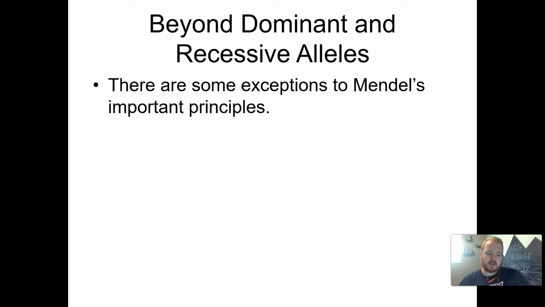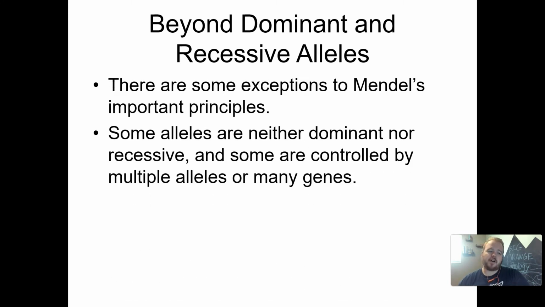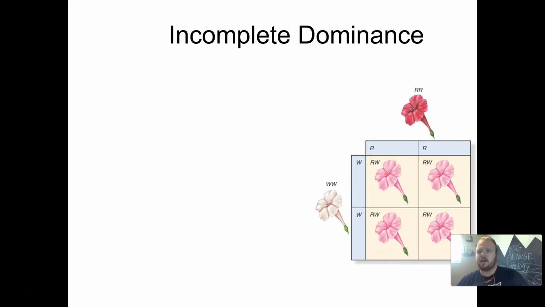So these are some important exceptions to Mendel's principles. Some alleles are neither dominant nor recessive, and some are controlled by multiple alleles or even many genes. So just keep that in mind here. Mendel didn't understand a lot of this stuff because, one, he got really lucky. He picked a plant with very simple traits. A lot of traits actually do not follow the Mendelian pattern at all. Turns out most traits are what we call non-Mendelian, but Mendel still forms a good basis. So we see that a lot.